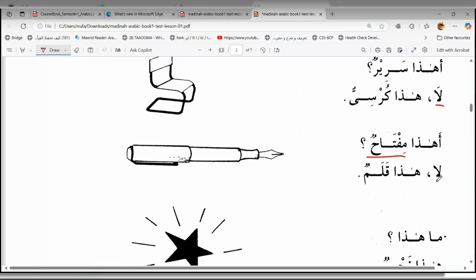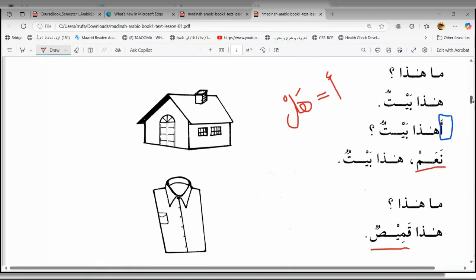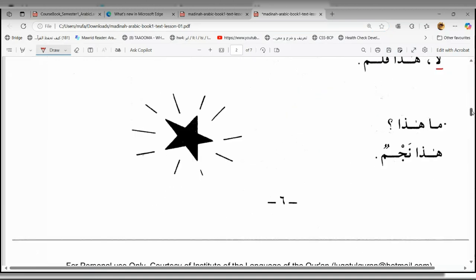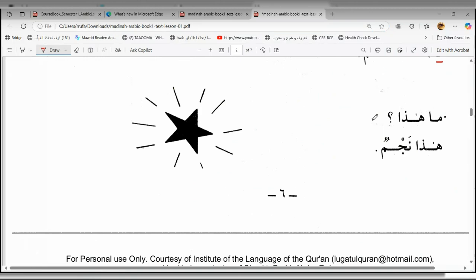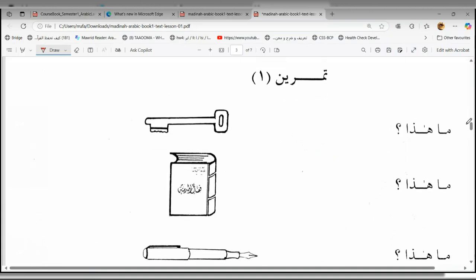This is the no part. What we saw earlier was the yes part. You can do yes or no to a question like this. What is this? This is a star. Okay? And now we have an exercise. So let's take turns to answer this question.